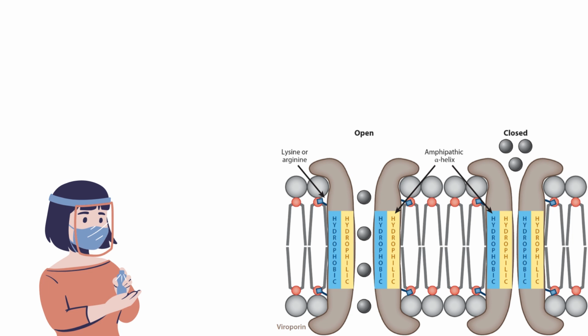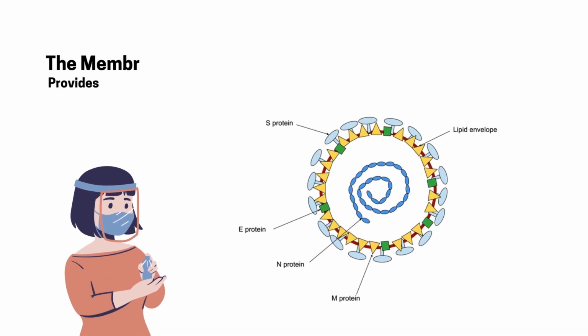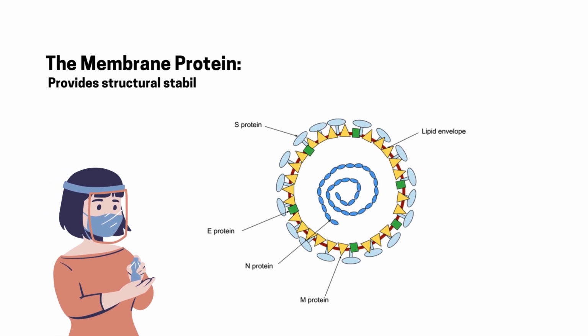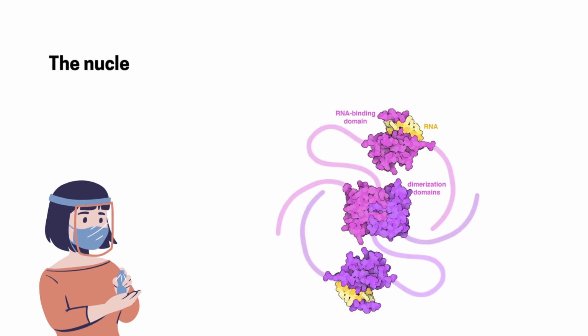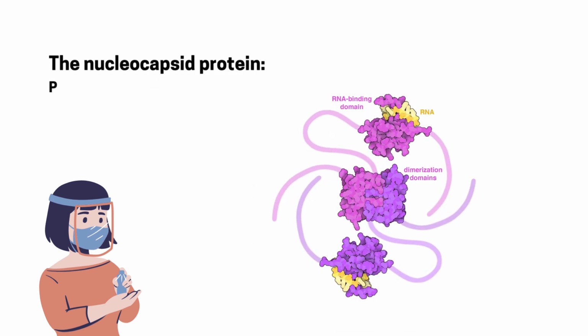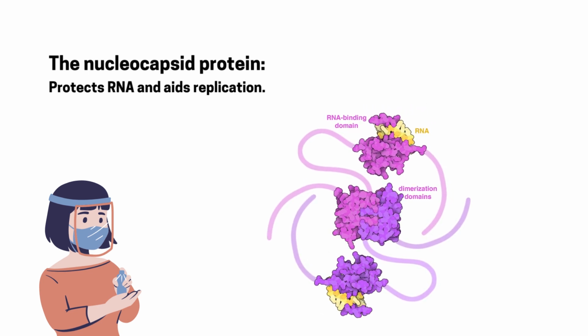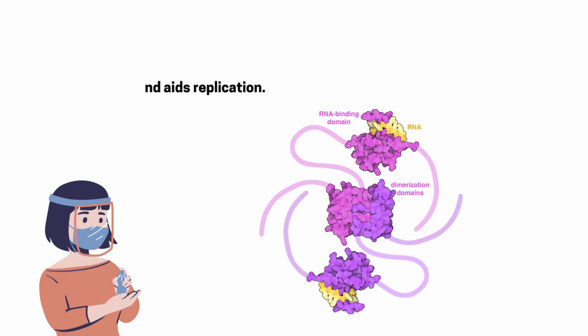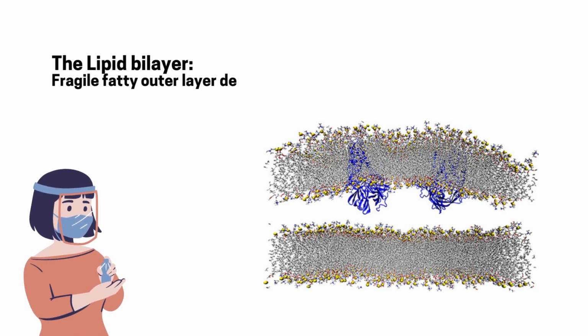The envelope protein. This tiny protein plays a significant role in assembling and releasing new virus particles from infected cells. The membrane protein. Acting as a scaffold, the M protein provides structural stability to the virus. The nucleocapsid protein. This protein wraps around the RNA, the virus's genetic material, protecting it and aiding in replication. The lipid bilayer. The outermost layer is a fatty envelope stolen from the host cell.